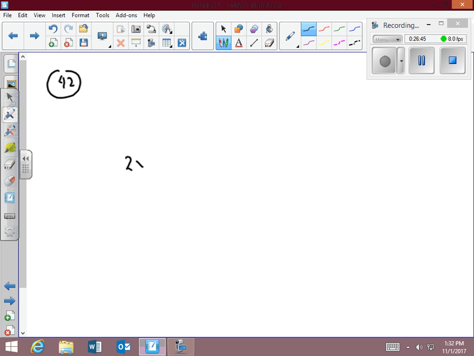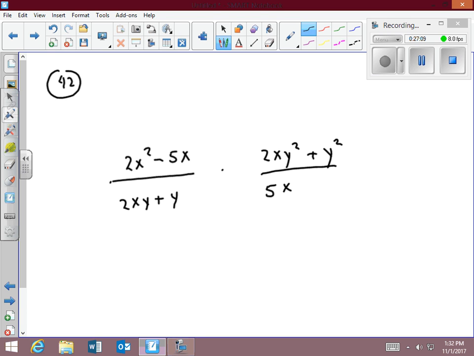So it's 2x squared minus 5x over 2xy plus y, times 2xy squared plus y squared over 5x squared minus 2x cubed. So now I can write this as this term times that term in the numerator, and this term times that term in the denominator.